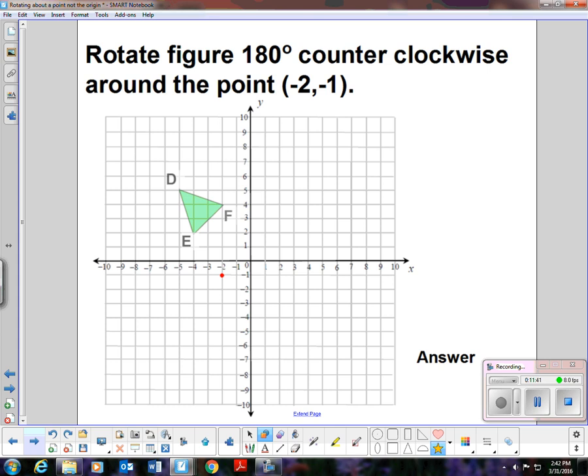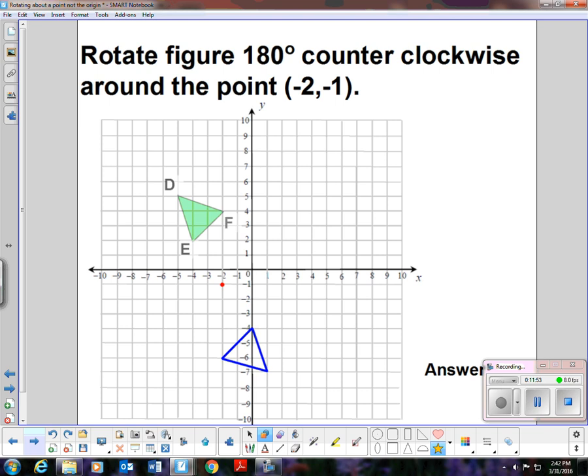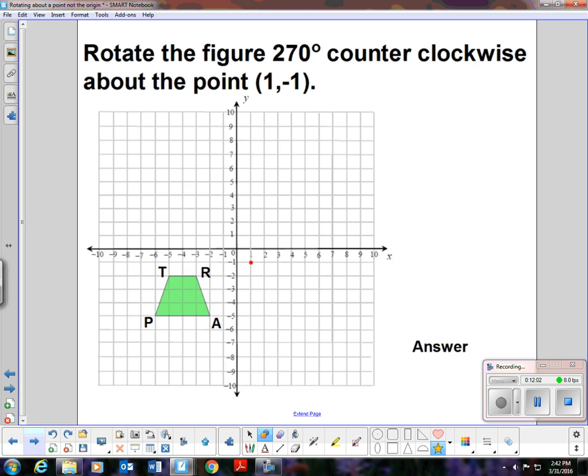Okay, here's another one for you to do. You remember to pause the video and do this one. And there's your answer there to check with. And here's your last one. So pause the video and do this one.